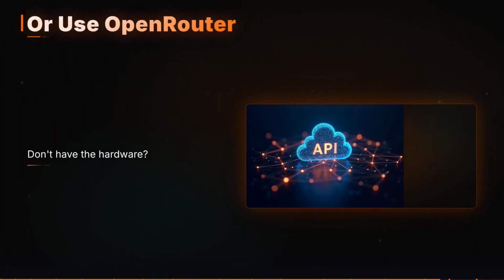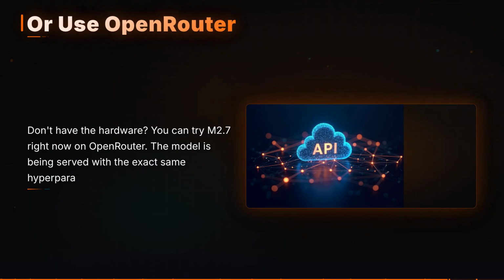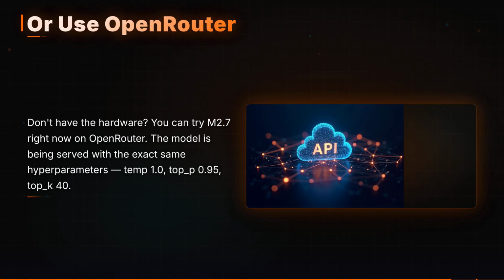But if you don't have the hardware, you can try M2.7 right now on OpenRouter. Multiple providers are serving this model with the exact same hyperparameters, temperature 1.0, top P 0.95, top K 40. Go take it for a spin for free.